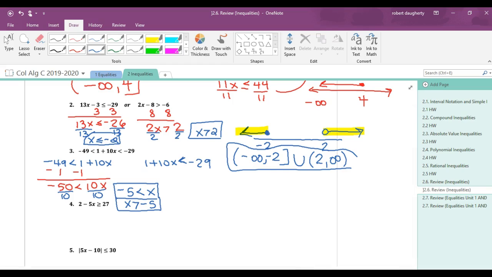Now let's look at the next one. For this one, I subtract 1 from both sides, and I get 10x is less than negative 30. Divide both sides by 10. x is less than negative 3.